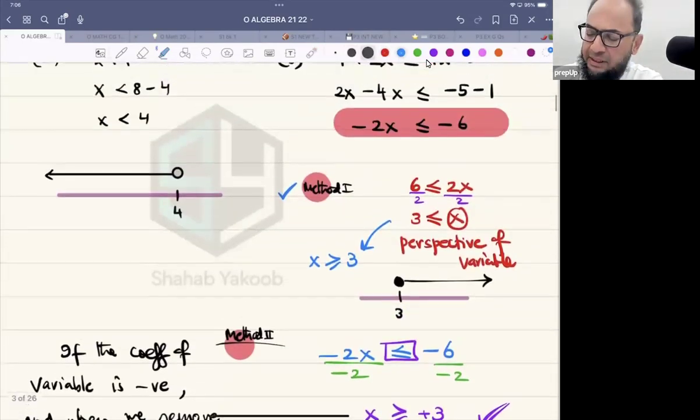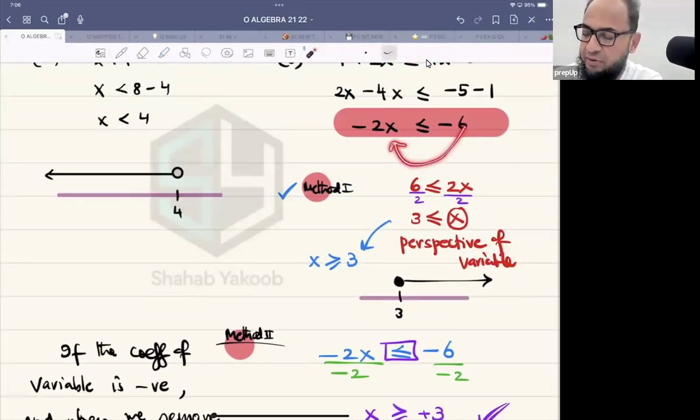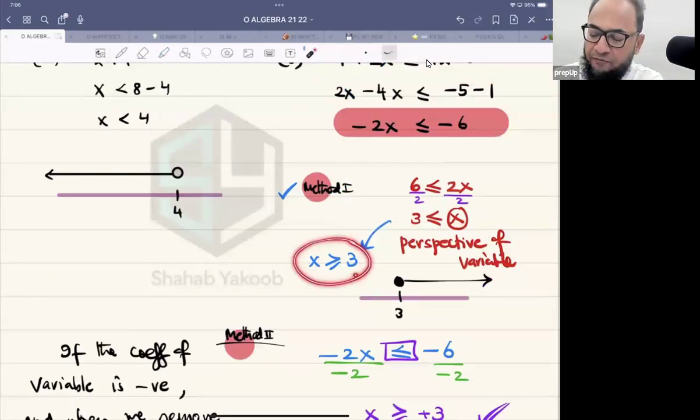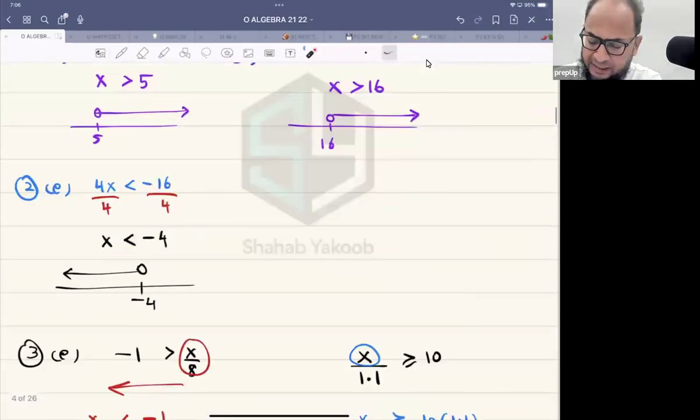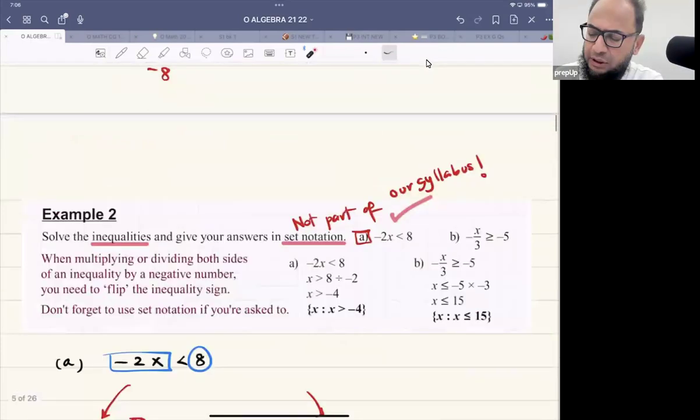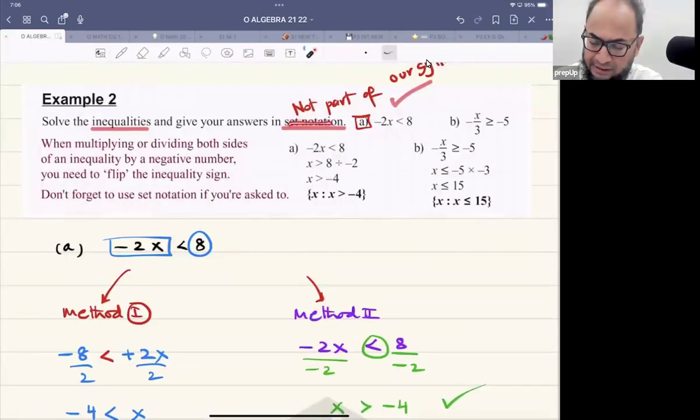And another method was that we changed the side. We brought this thing over here, we brought this thing over here. 2x is greater than or equal to 6, therefore x is greater than or equal to 3. The inequality is read from the perspective of the variable. Then we solved simple questions like these. Set notation is not part of the syllabus for inequalities.